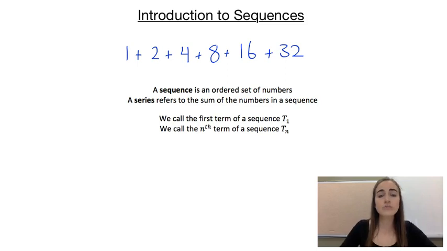We need to know a little bit of notation that we use. So we call the first term of a sequence or a series T1. We'll call the nth term Tn. So for example, if we had the 4th term, it would be T4, 20th term would be T20, and so on. So all of our sequences will follow a given pattern. Sometimes we'll be given that pattern, other times we'll have to work it out. So let's have a look at a few examples.